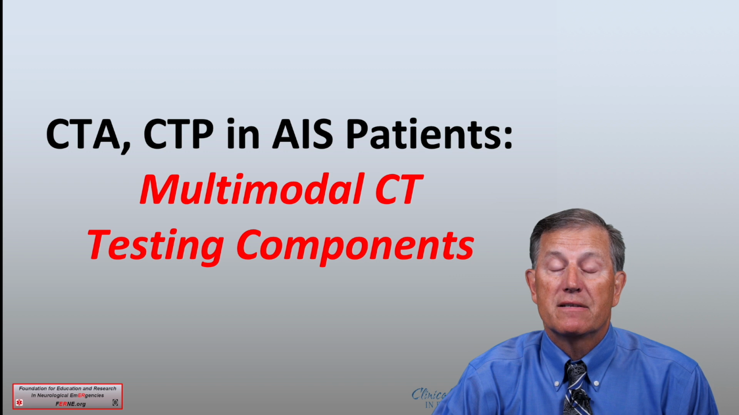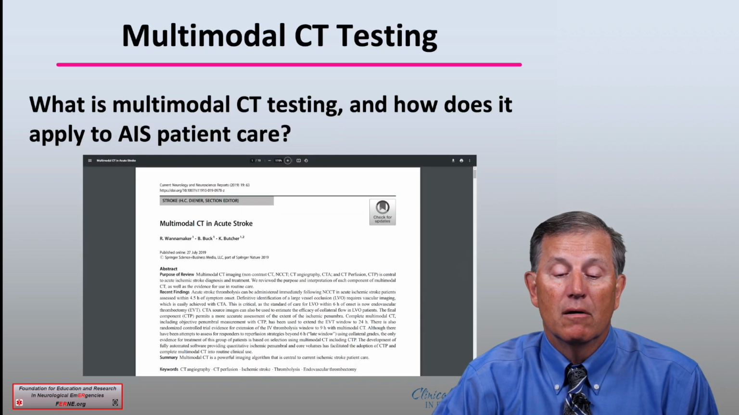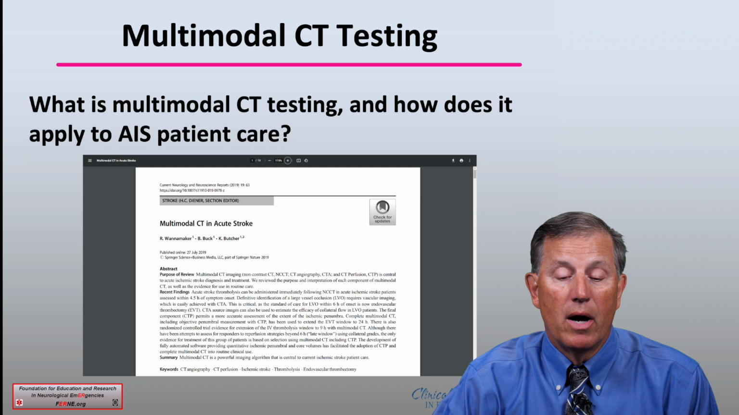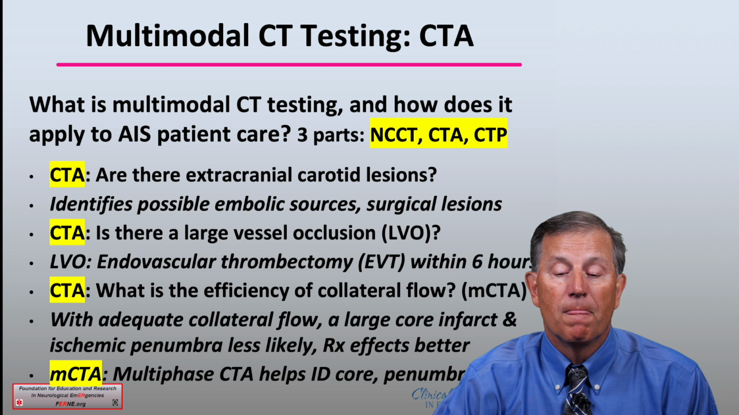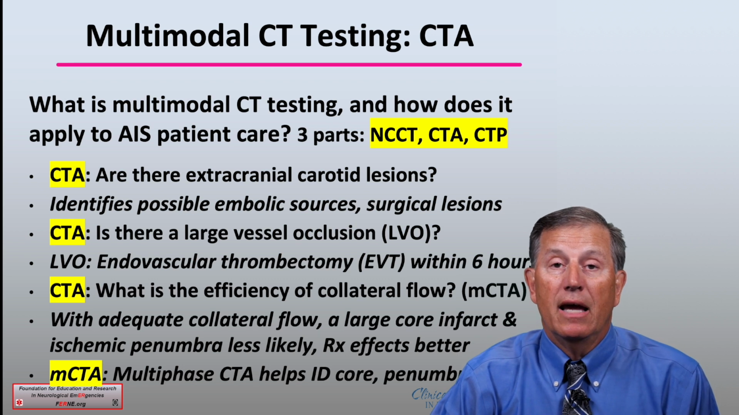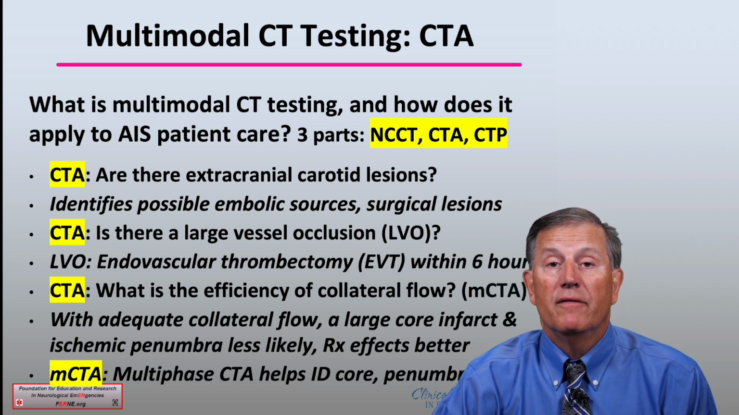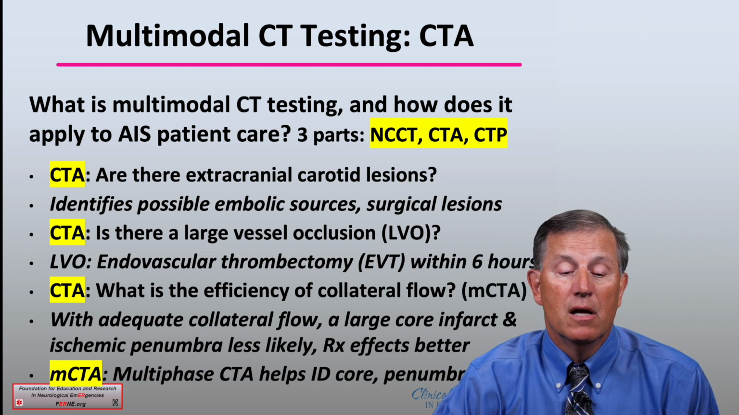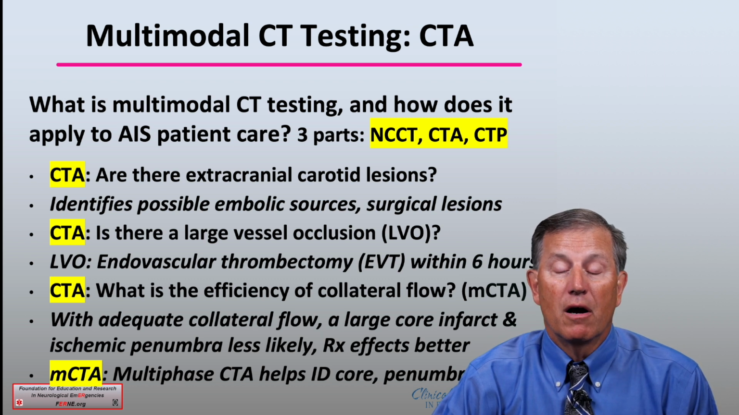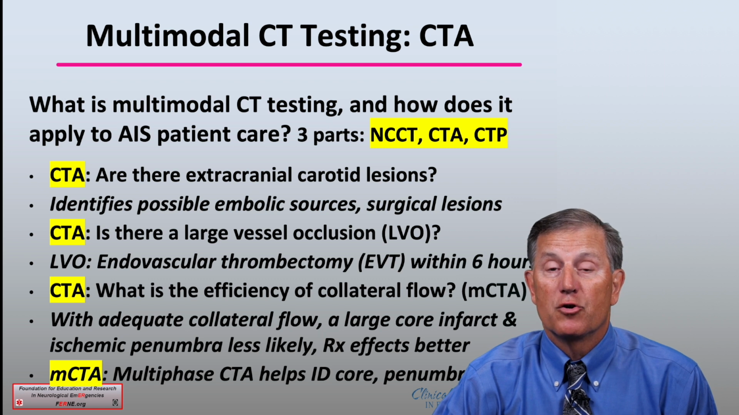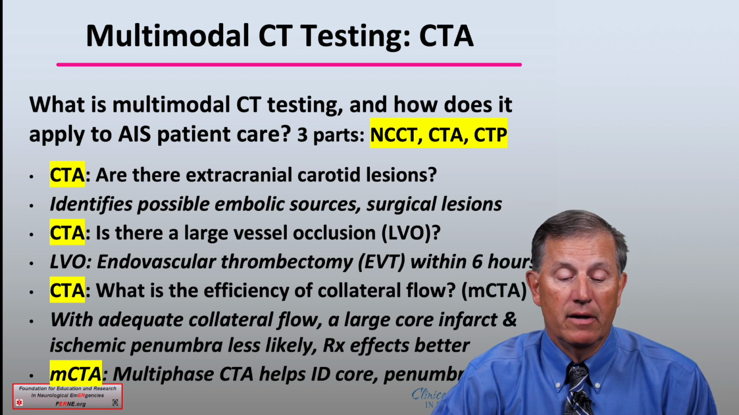In considering these components, the second one from this article listed here by Menon, we consider CT angiography, CTA. So when considering CTA, which is a study of the anatomic structure of the vessels in the brain and surrounding the brain, the first question is, are there extracranial carotid lesions? In other words, are there lesions in the internal carotids that might be a possible source of embolism and or the presence of surgical lesion in the carotids in the neck?